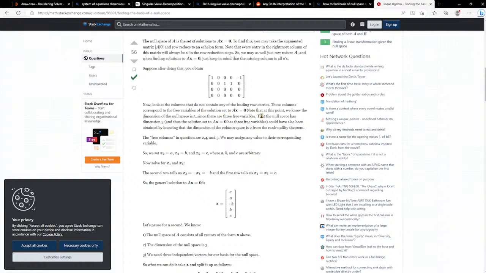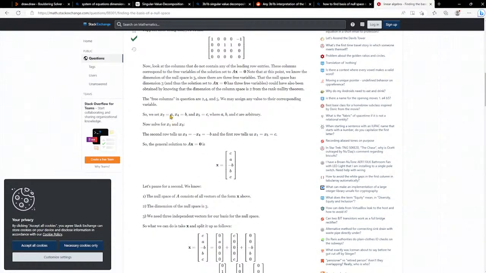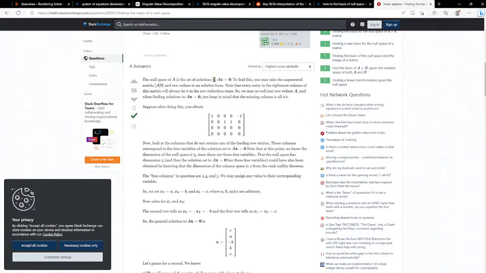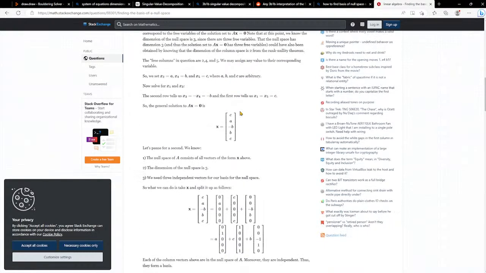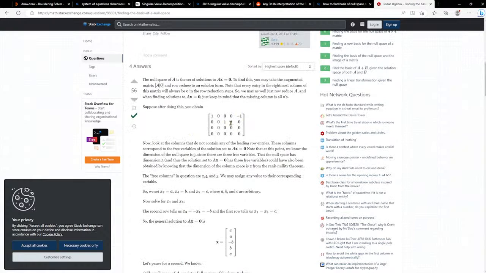Note that at this point, we know the dimension of the null space is 3 since there are 3 free variables. The free columns in question are 2, 4, and 5. We may assign any value to their corresponding variable. So we set blah, blah, and blah, where they're arbitrary. Now let's solve for x1 and x3. Well, x1 has to be equal to negative x5, and so on. The second row tells us that x3 is equal to negative x4.